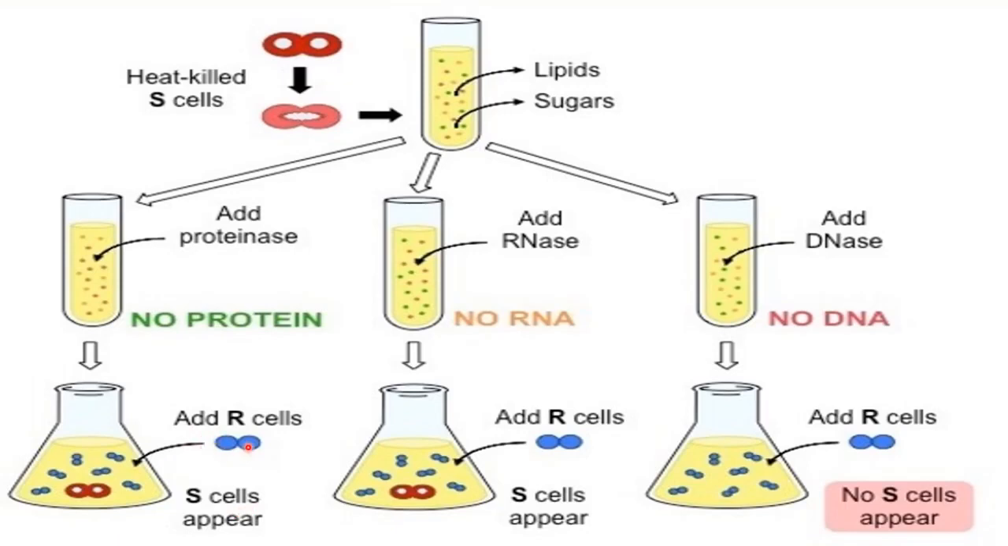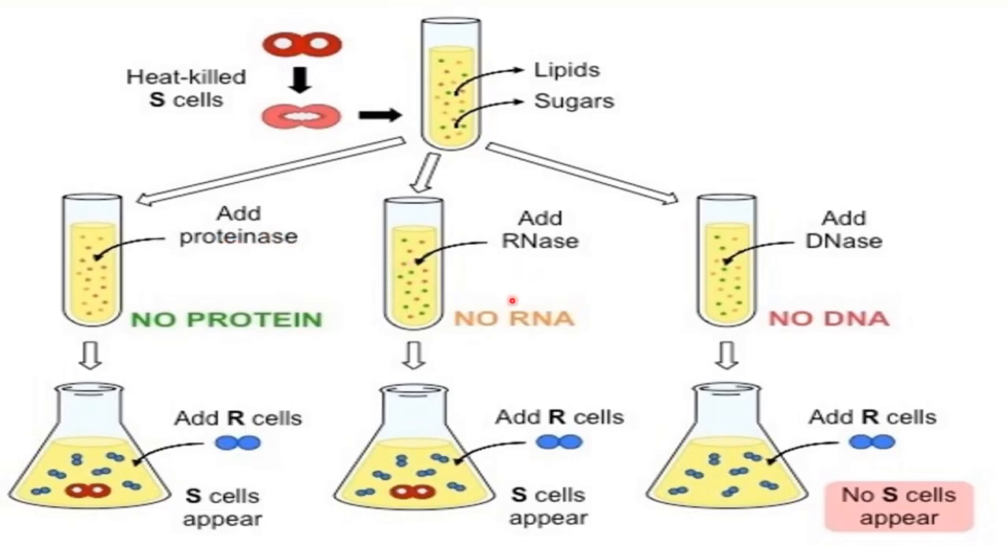There was no effect of the digestion of proteins here. It means in transformation there is no role of proteins. After adding the enzyme proteinases, there was no effect on transformation. Still R cells were transforming to form the S cells. S cells appeared in the mixture. It means there was no role of protein in the transformation.